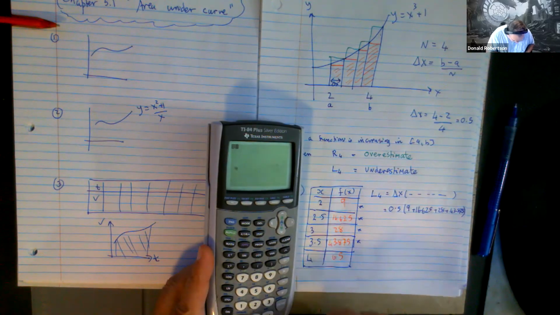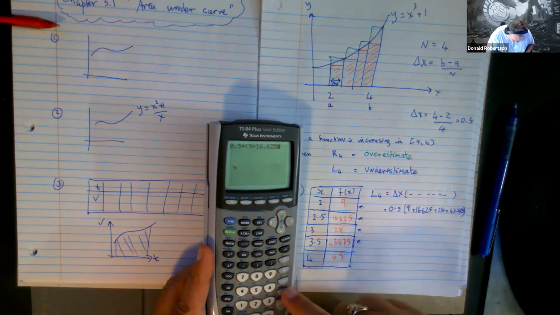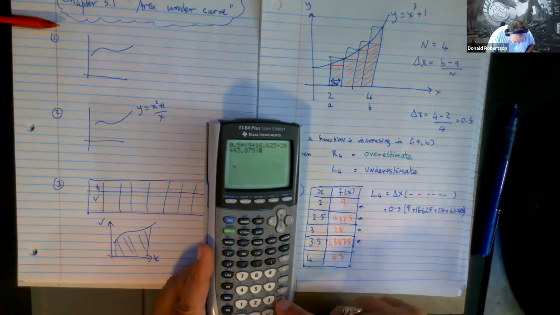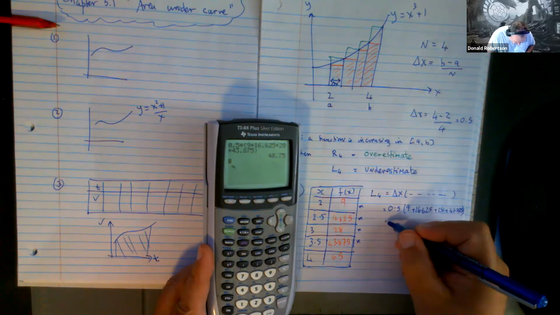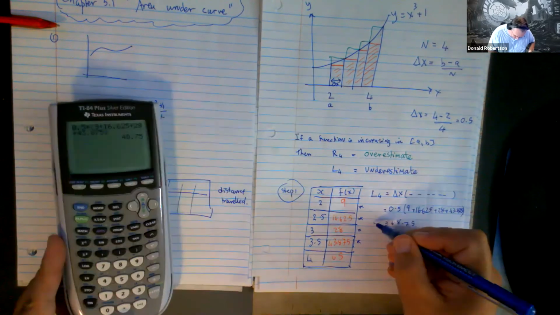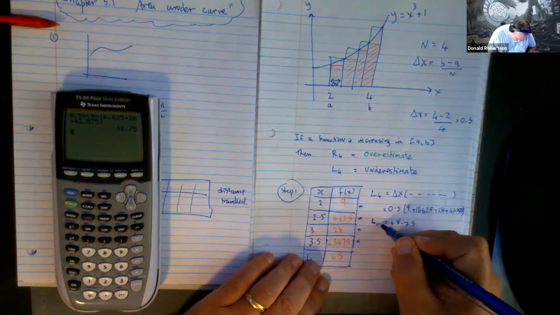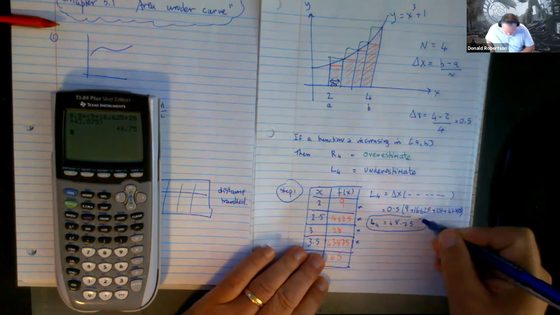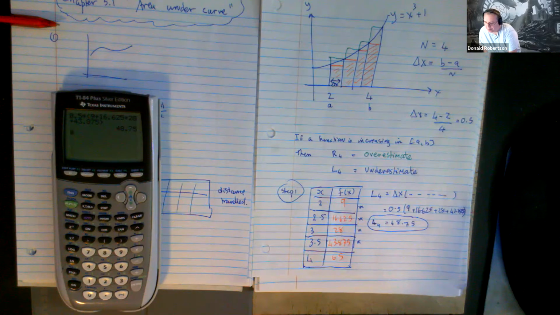And I'll go 0.5 times a bracket, 9 plus 16.625, and then the other guys. And the answer I get is 40.85. 48.75, I should say. No, I did that a bit quick, but are you comfortable with the button pressing? Because that's really all you're going to do. You know, multiplying and adding a whole load of stuff up.